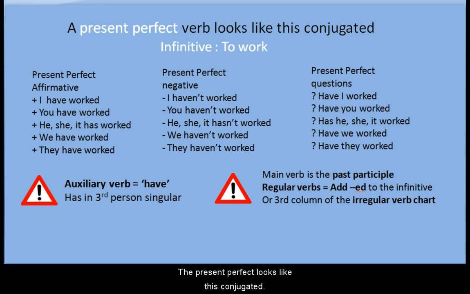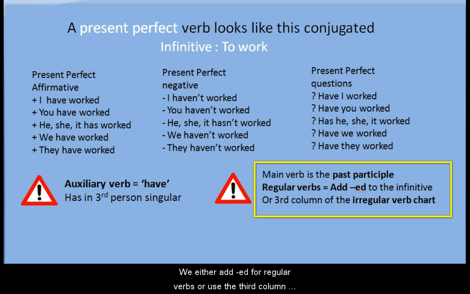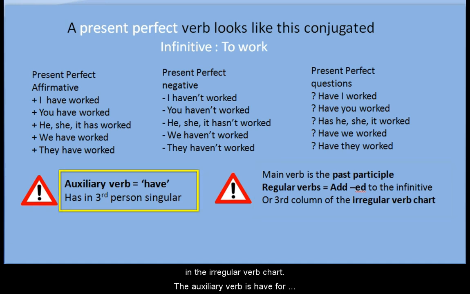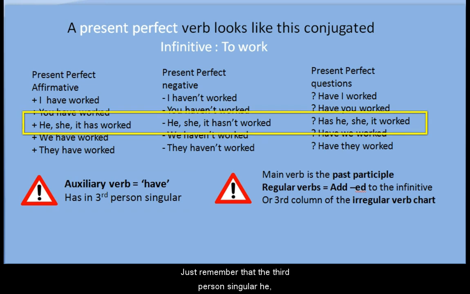The present perfect looks like this when it's conjugated. No infinitive here, it's the past participle. We either add ed for regular verbs or use the third column in the irregular verb chart. The auxiliary verb is have for affirmative, negatives, and questions. Just remember that the third person singular, he, she, it, uses has.